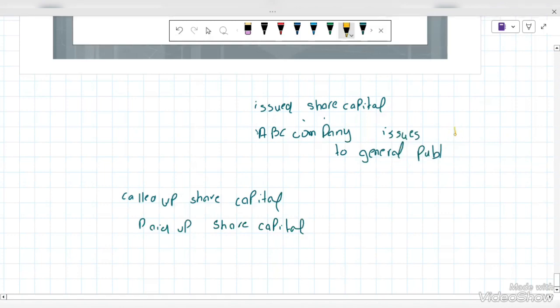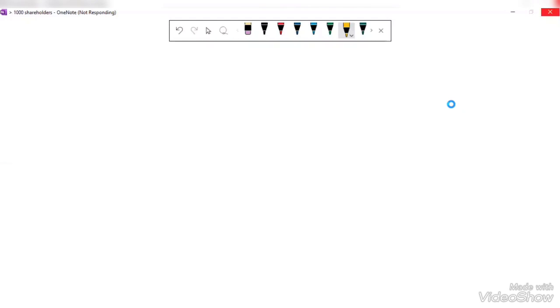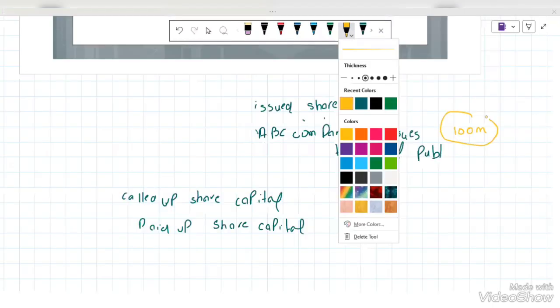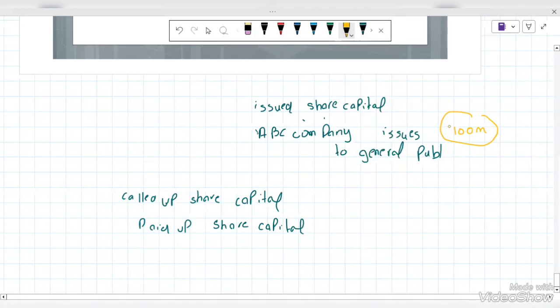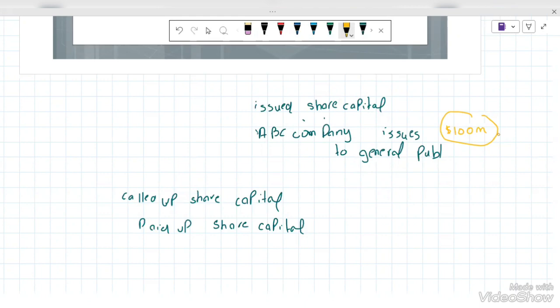For example, ABC company issues 100 million. Just remember one thing: that 100 million is not in dollars. Why is it not in dollars? Because this is the number of shares. You cannot write a dollar sign with this. It is the number of shares which a company issues.